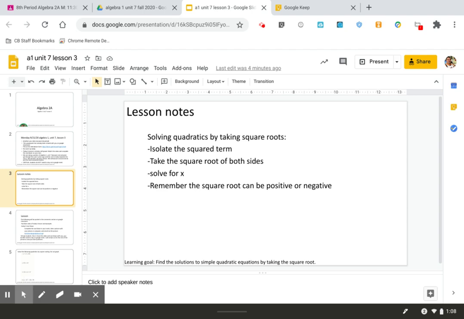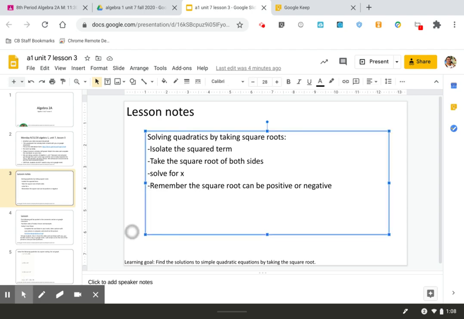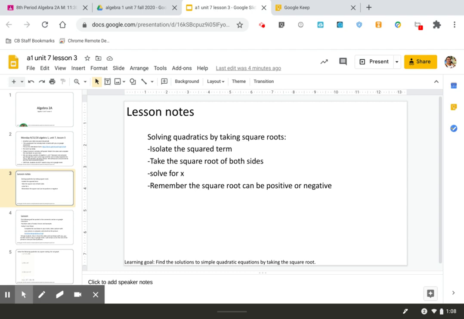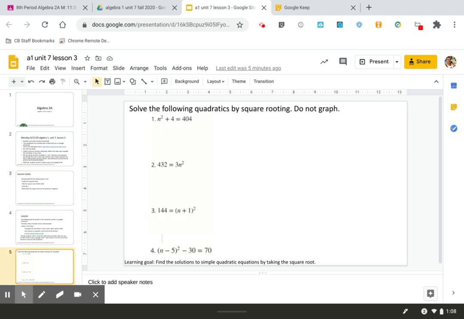And the key is going to be this part right here, in that the square root can be positive and negative. For example, the square root of 9 we know is 3. And the reason the square root of 9 is 3 is because 3 times 3, or 3 squared, equals 9. But the square root of 9 could also be negative 3, because negative 3 times negative 3 is also 9. So that's what I mean by that. With that in mind, let's take a look at these examples here.